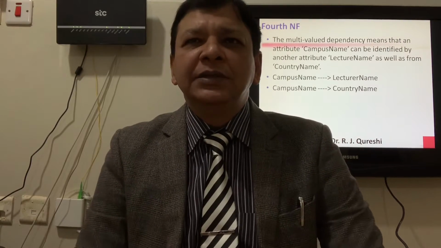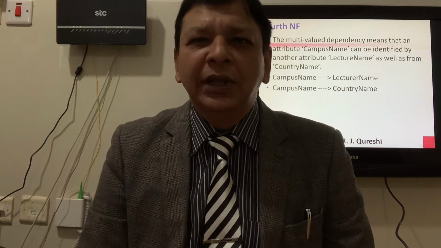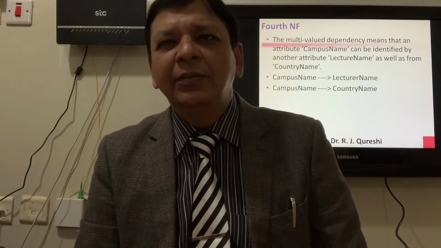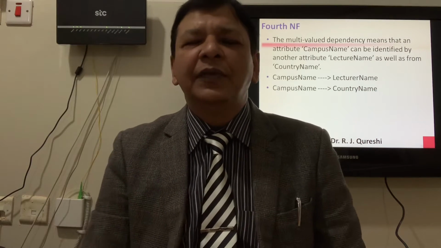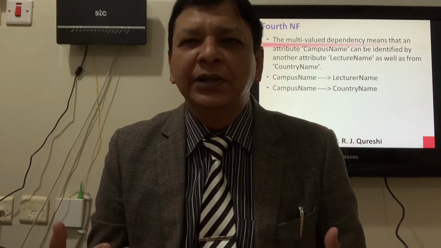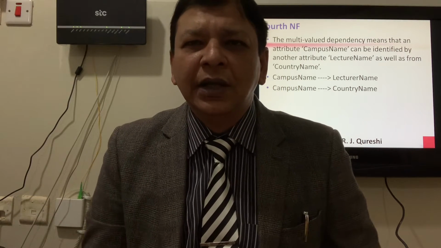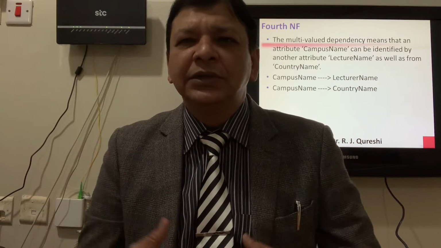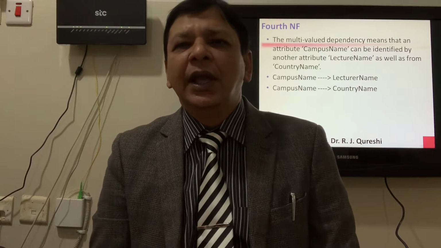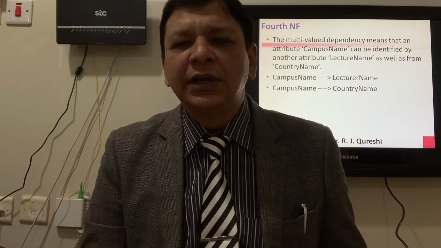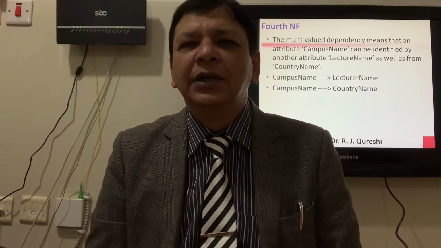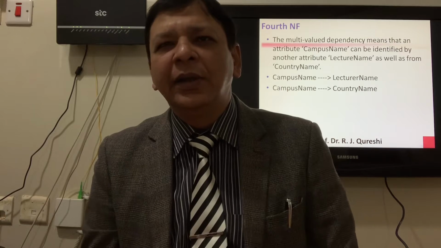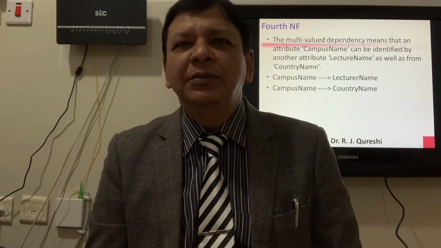The multi-value dependency means that an attribute, campus name, can be identified by another attribute, for example, lecturer name. So campus name, lecturer name, campus name, country name. If the university has more than one branch in multiple countries, like the university where I did my master's, the campus was in Malaysia. The university is Staffordshire University, and they have branches in India, in Sri Lanka, in Malaysia, and so on. So in Pakistan, they have multiple branches. So campus name, country name, campus name, lecturer name. So that's a multi-value dependency.